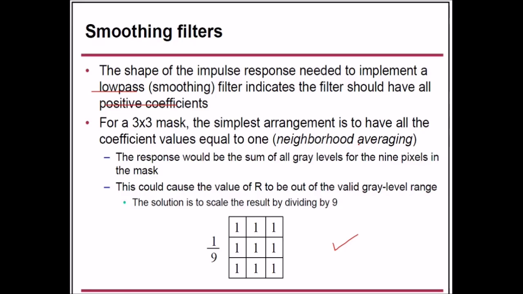This is neighborhood averaging. So if you want smoothing, this can be done, and you can place 1. So the response would be the sum of all gray values of the 9 pixels in the mask, divided by 9. That will be the average only. So this is neighborhood averaging. This could cause the value of R to be out of the valid gray level range. The solution is to scale the result by dividing by 9.